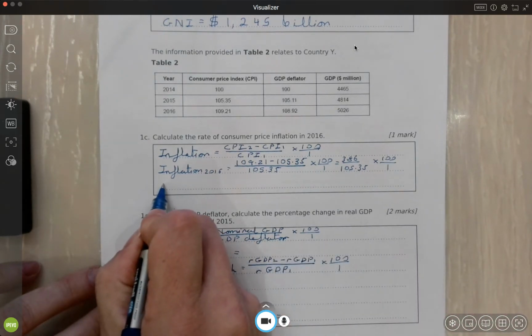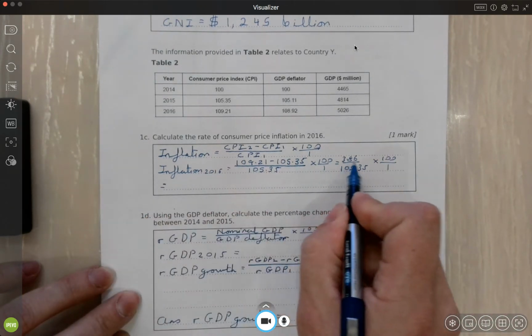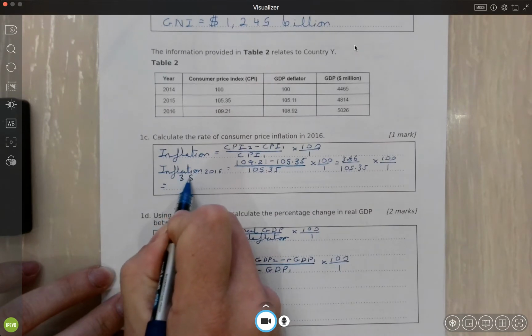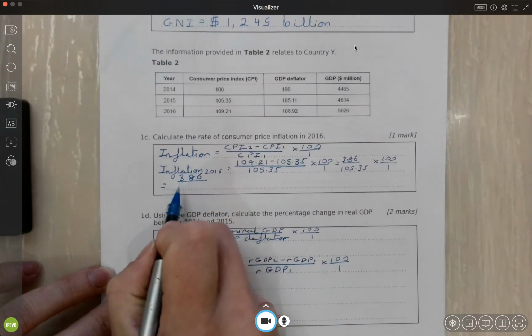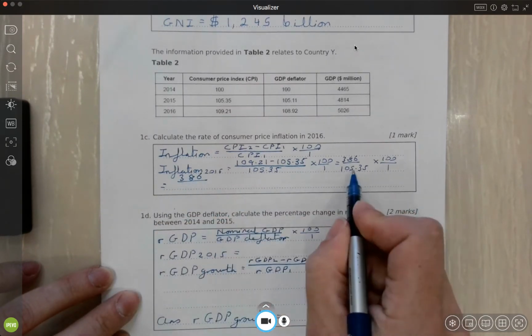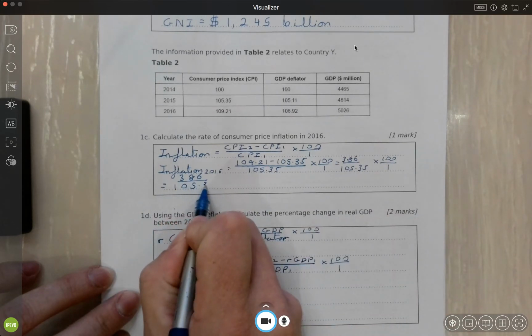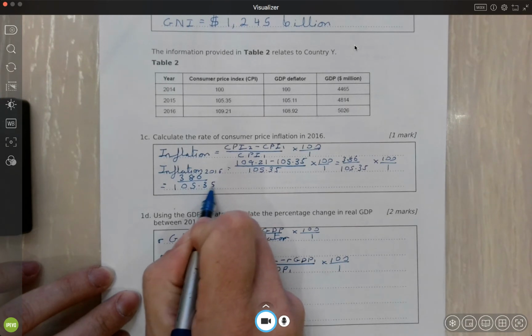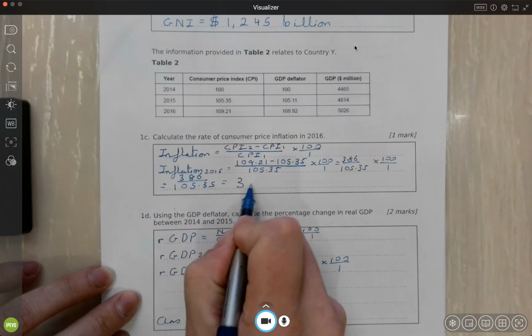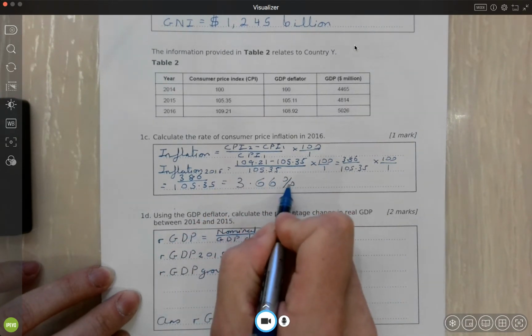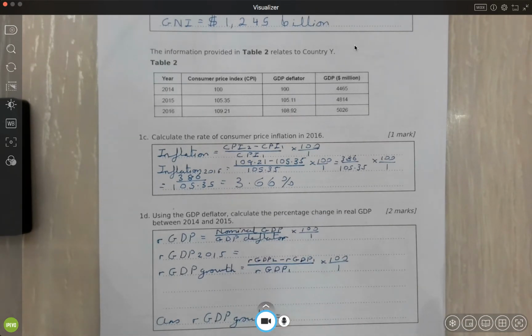So what that equals here is 3.86 by 100 is simply 386. You move the decimal point 2 places to the right. It's still over the top because 1 by anything is still itself, so that's still over the bottom, excuse me, which is 105.35. And what that equals is 3.66%. Okay, so you're going to work it out to 3 places of decimals, and then what you're going to do is just put it to 2 places of decimals as your answer.